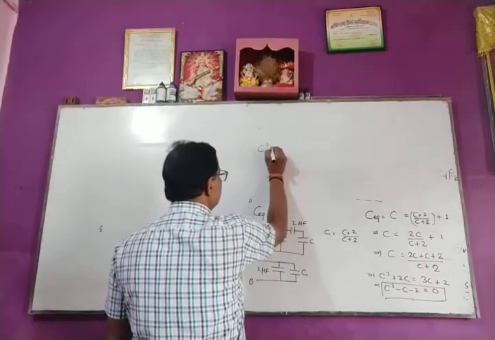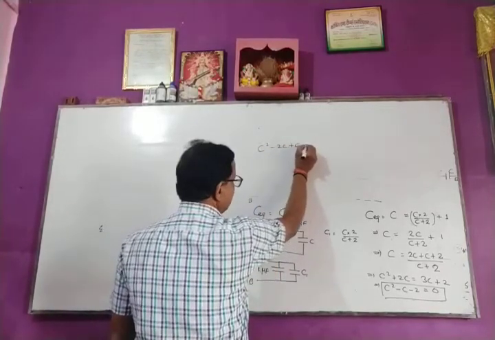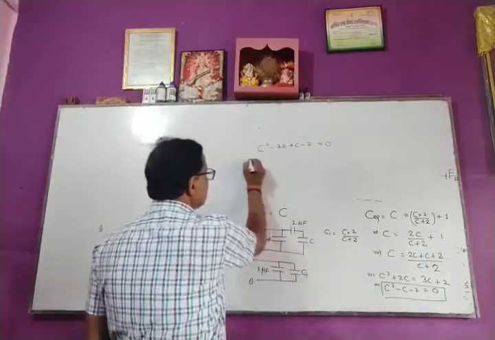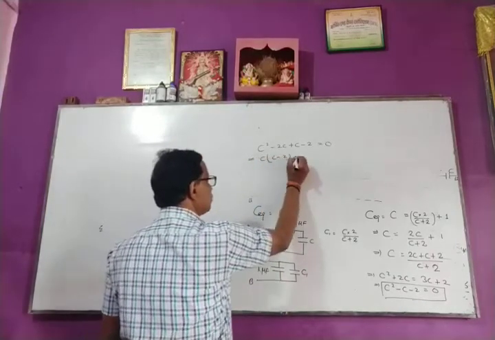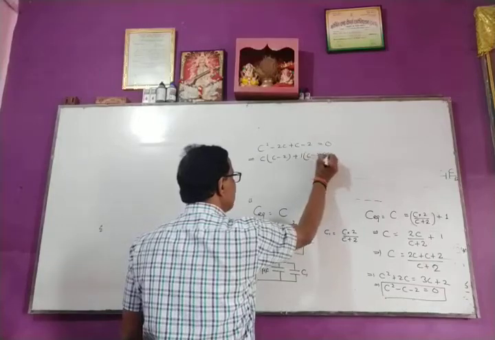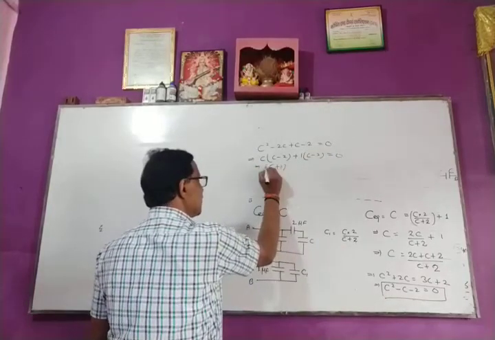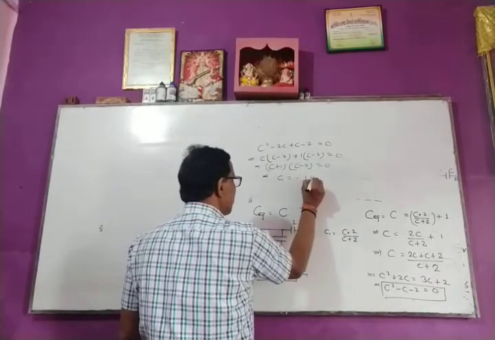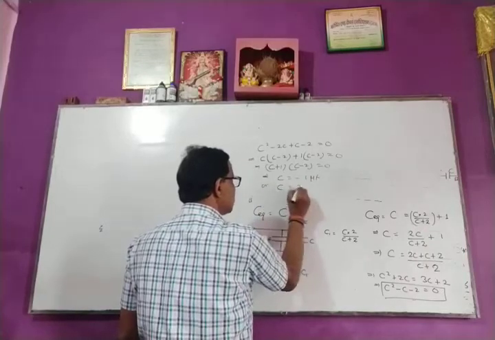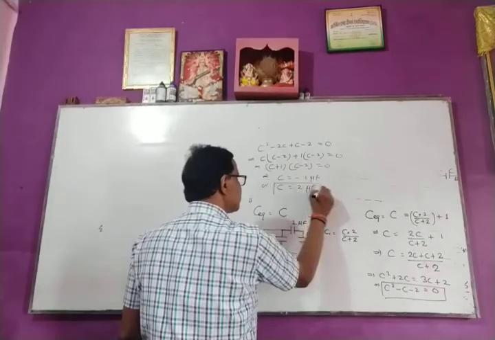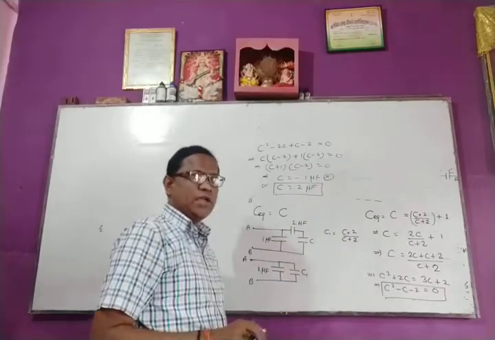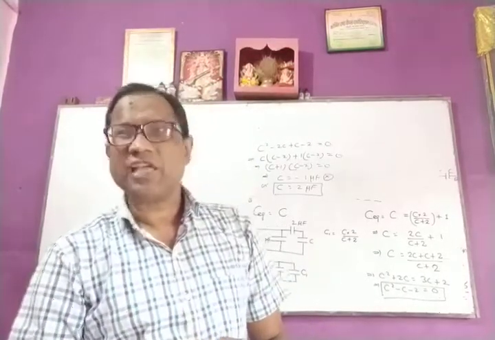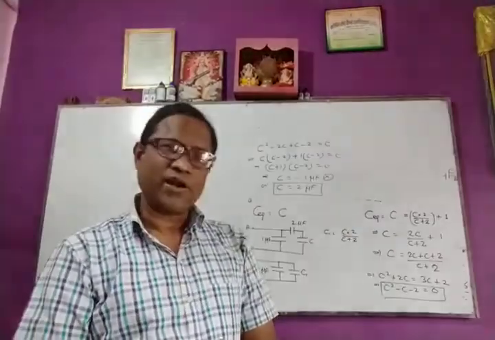So C square minus 2C plus C minus 2 is equal to 0. Minus 2C plus C is equal to minus C. So C minus 2 plus 1 C minus 2 is 0. So (C plus 1) and (C minus 2) is equal to 0. So C is equal to minus 1 microfarad or C is equal to 2 microfarad. Negative is impossible. So equivalent capacitance of infinite ladder between points A and B is 2 microfarad.